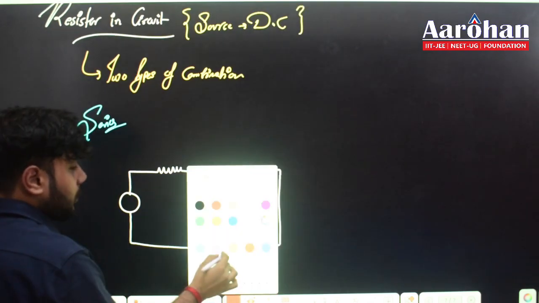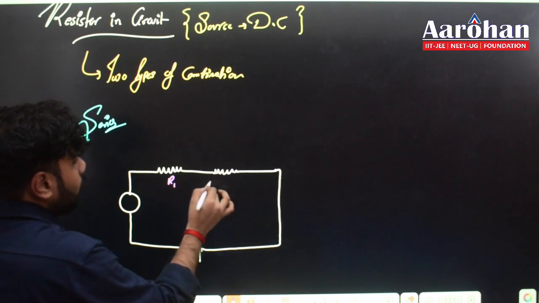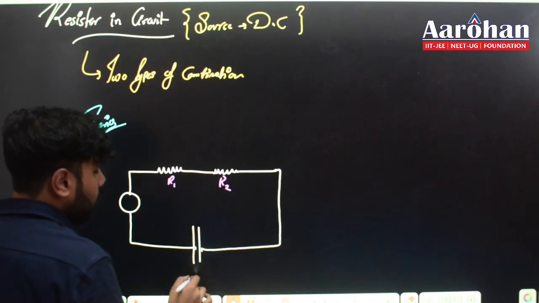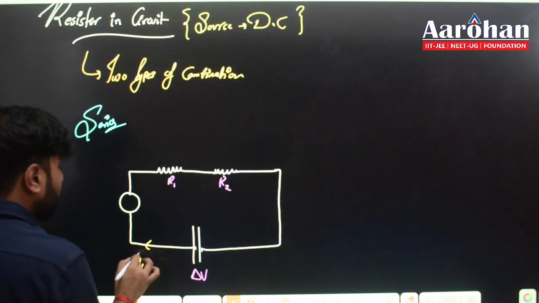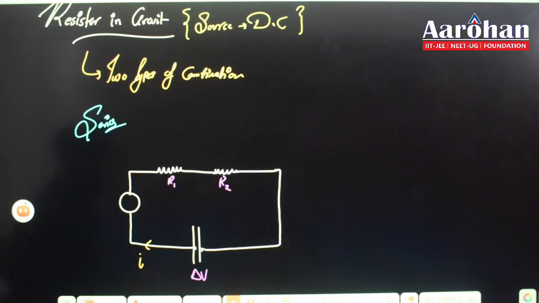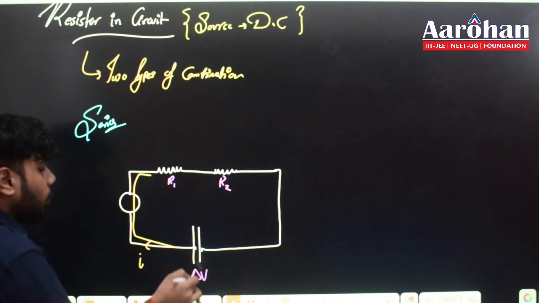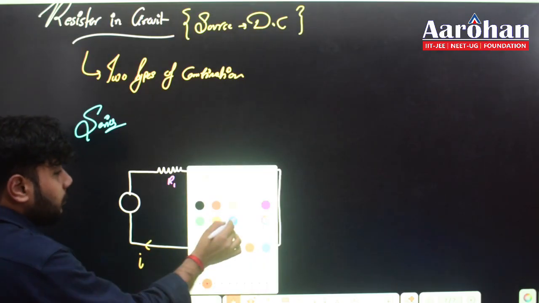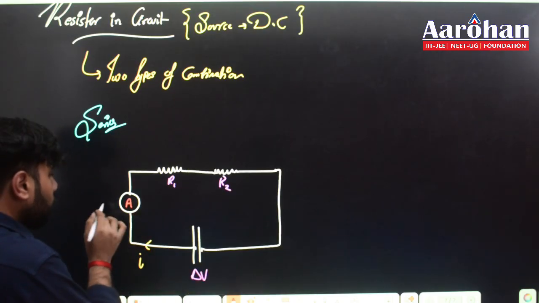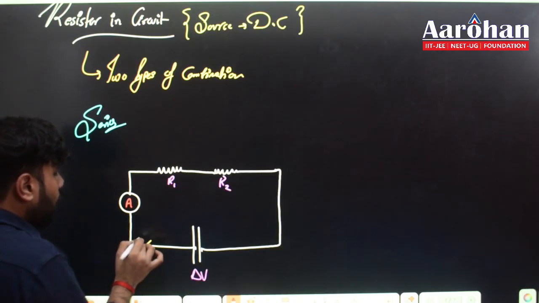If you have resistors in a circuit, let's say R1, R2, and the source has some potential delta V. You can see the current will flow like this. This is your wire, and we'll assume the wire has no resistance. Actually, it will have some resistance, but we'll assume none. And here you will have, let's say, an ammeter showing you reading I.